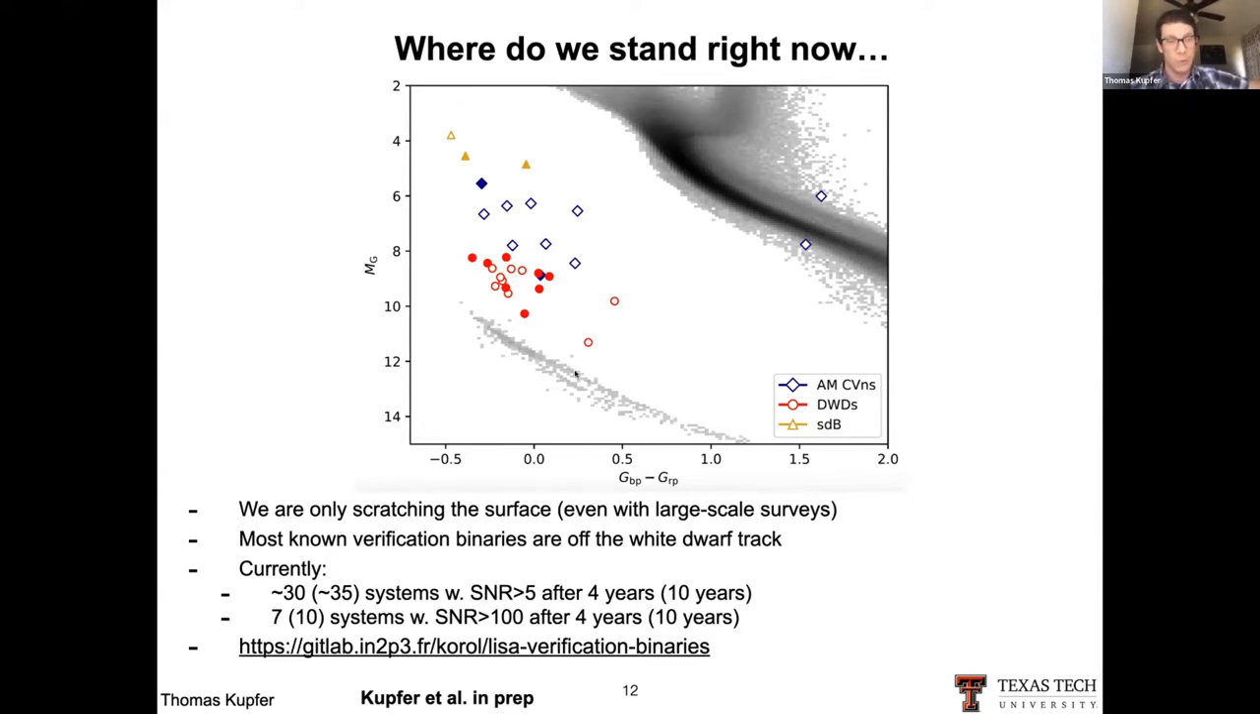But the good news is we're building up a sample. I think we are now close to 30 with an SNR of 5. And then we have really high SNR sources above 100, close to 10 now, right? So we are really getting there to find these high SNR sources. And there's a GitLab, which Valeria started, and we're trying to keep this as up to date as possible, where we list these, what we call verification systems, these sources which are SNR 5 and up, roughly. So we have this there. Let me know if you're interested.